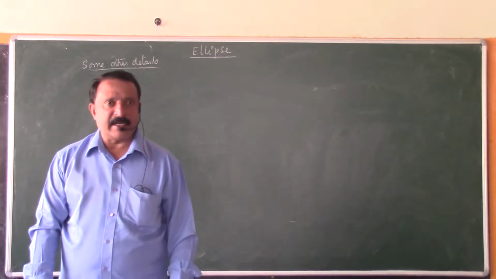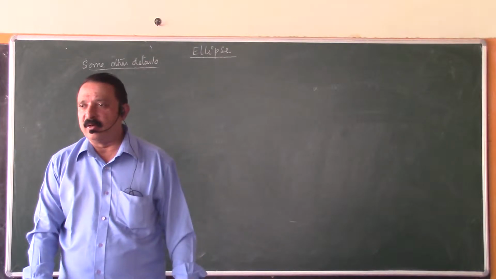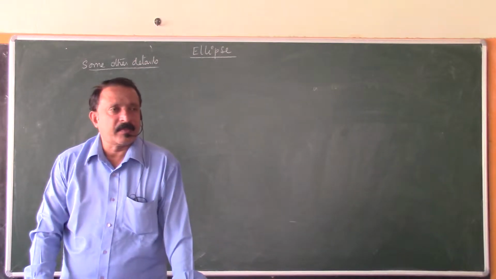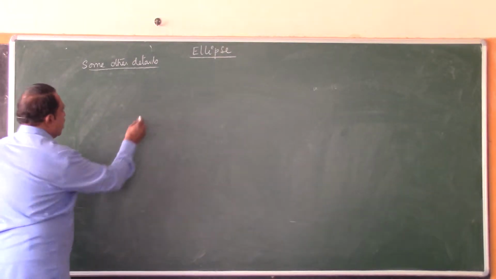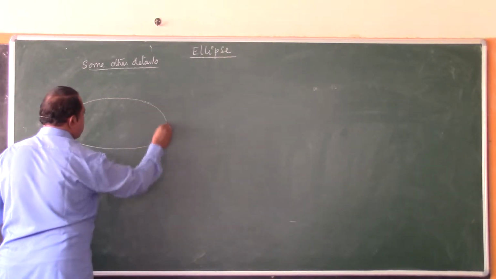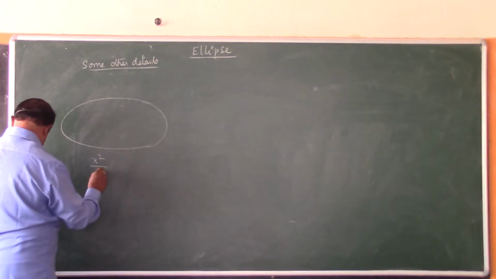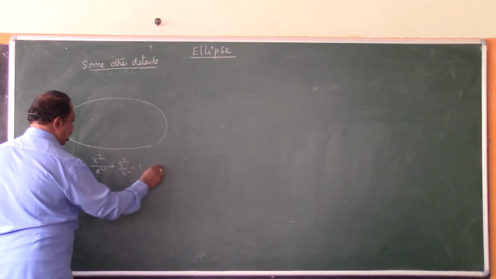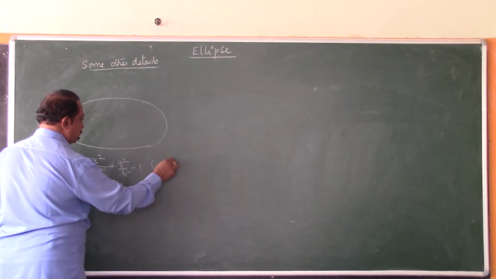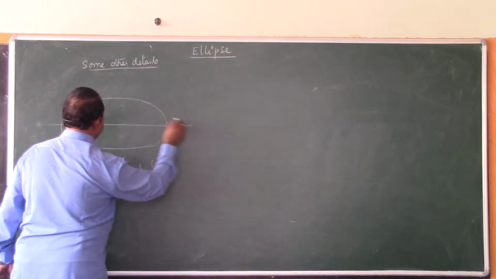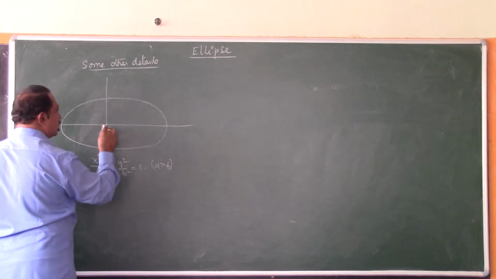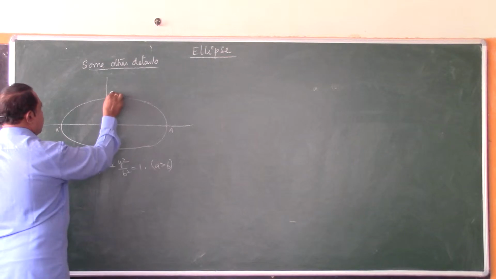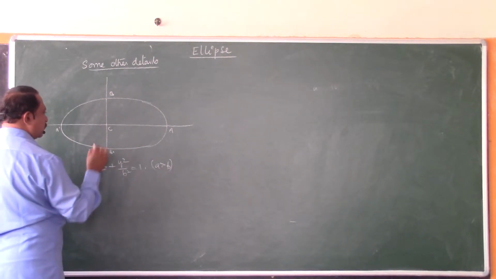Now let's understand some other details of the ellipse that are required to solve problems. Let me consider the ellipse x square by a square plus y square by b square is equal to 1, where a is greater than b. So this is the ellipse, as you know. This is the center, this is a, this is a dash, this is b, and this is b dash.